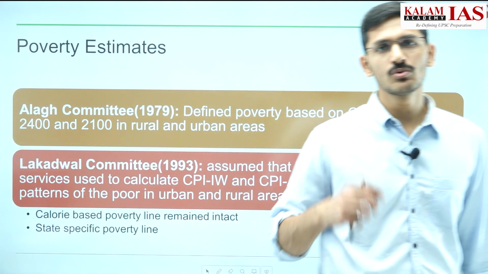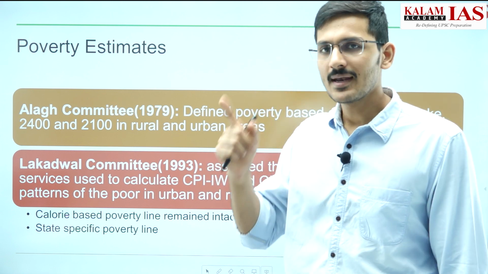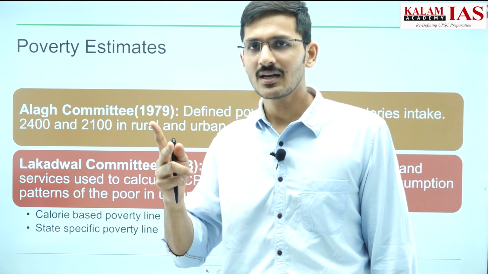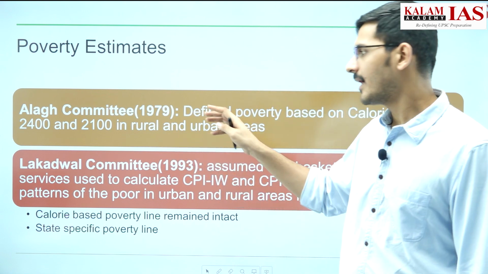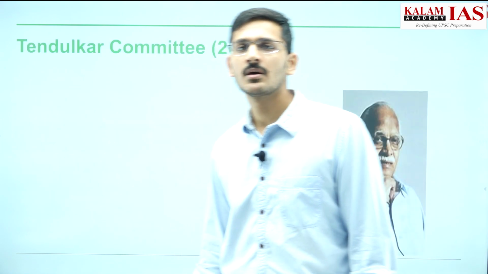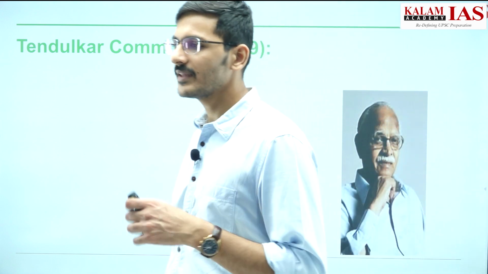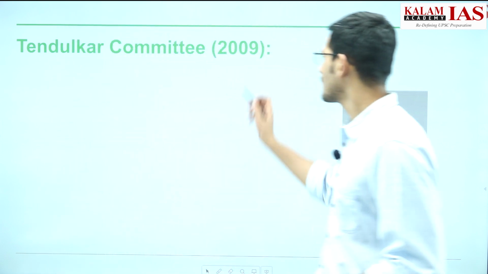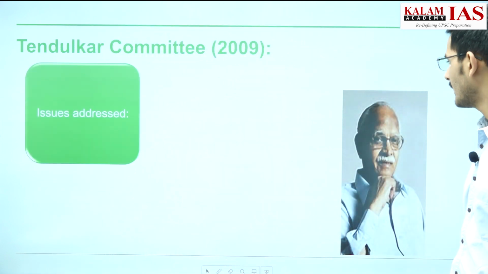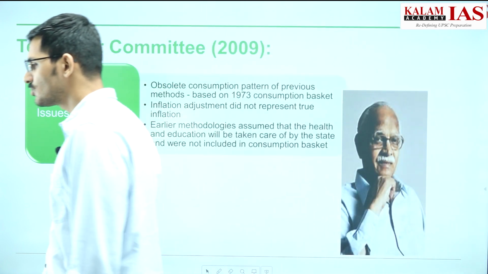So you first have to memorize the names. Alag committee, Lakadawala committee. The Alag committee gave the calorie intake. The Lakadawala committee talked about CPI-IW and CPI-AL, and they also gave state-specific poverty lines. Next came the 2 most important committees in the poverty estimates. First is the Tendulkar committee. The Tendulkar committee gave its recommendation in 2009.